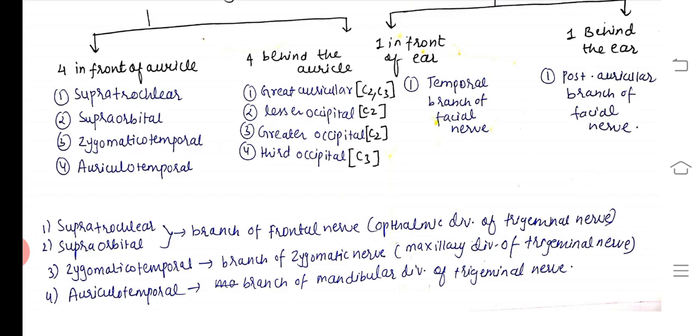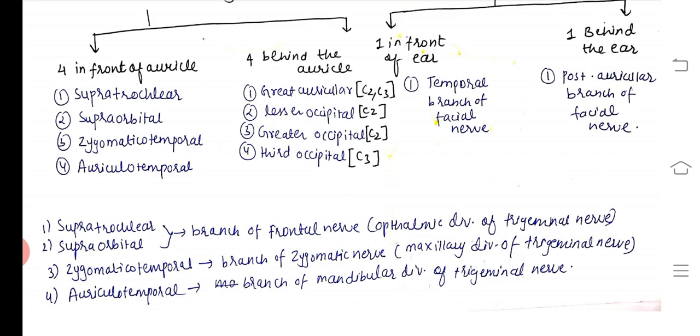Now the supratrochlear and supraorbital are the branches of the frontal nerve, which is from the ophthalmic division of the trigeminal nerve. When I talk of the trigeminal nerve, there are 3 divisions: ophthalmic, maxillary and mandibular. Ophthalmic goes to the eye, maxillary goes to the maxilla and mandibular goes to the mandible.